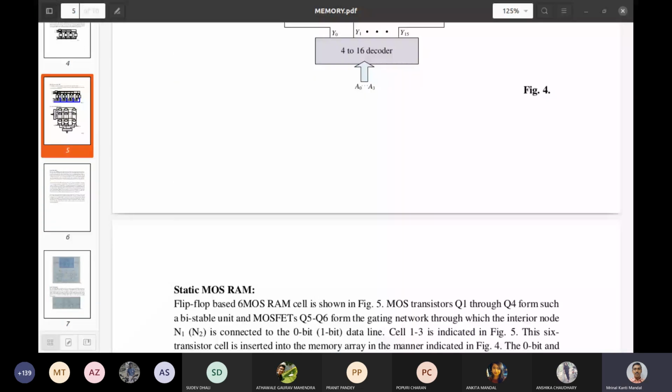Point is clear? Hello, sir. Yes, hello. Sir, I want to ask a question. Yes, you ask. Sir, what is the basic reason behind RAM being more expensive than ROM?